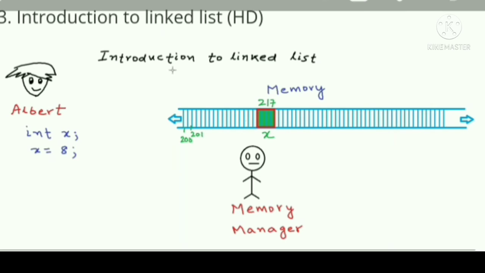Now Albert needs to store a list of integers, a list of numbers. And he thinks that the maximum number of integers in this list will be 4. So he asks the memory manager for an integer array of size 4 named A. Now array is always stored in memory as one contiguous block of memory. So memory manager is like, okay, I need to look for a block of memory of 16 bytes for this variable, this array A. So the memory manager allocates this block starting address 201 and ending address 216 for this variable A, which is an array of 4 integers.